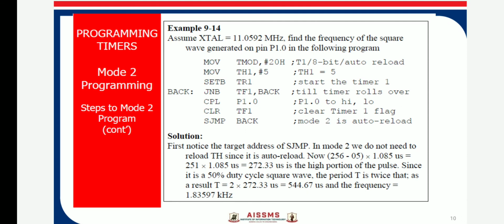Now since a square wave is generated, my total delay or time period T is double the delay generated, so it is 544.67 microseconds, and if we take the inverse of this, then we can find out the frequency of 1.83597 kilohertz.